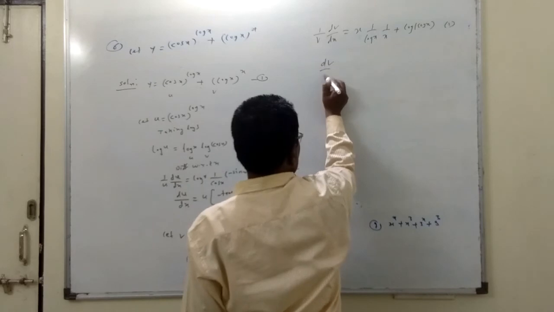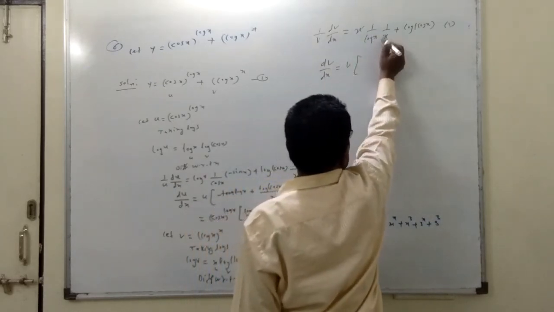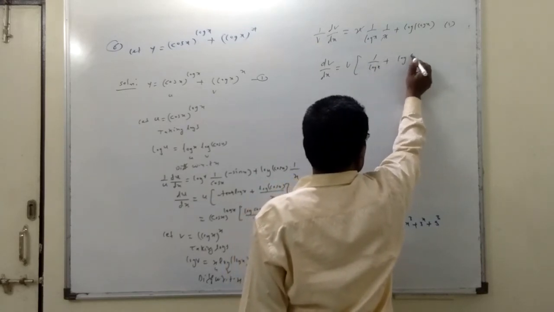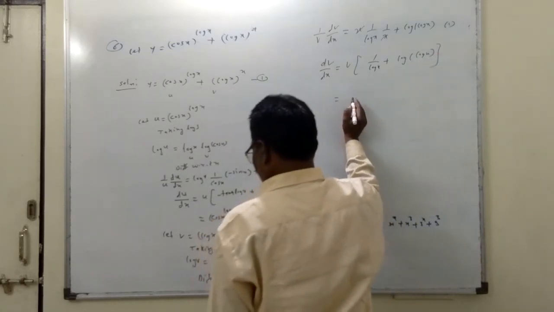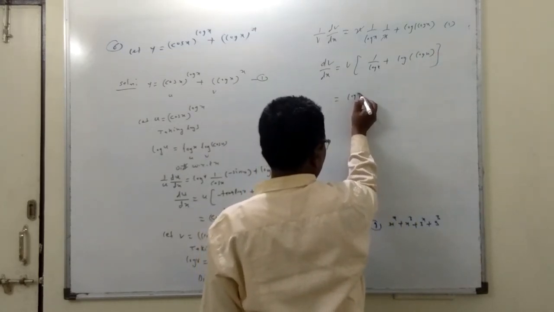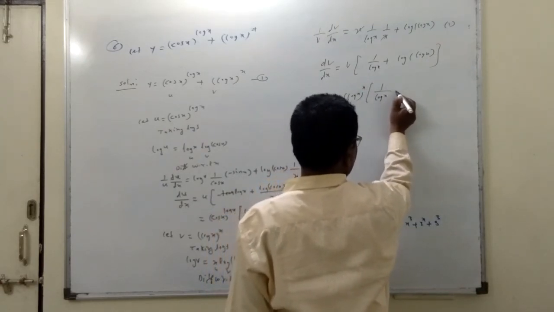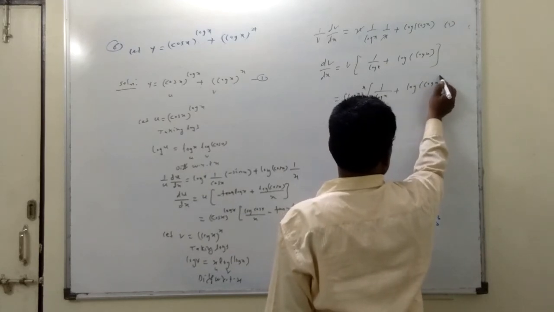So dv by dx is equal to v into the bracket, x gets cancelled, 1 upon log x plus log of log x. Now we introduce the value of v: log x raised to x into the bracket 1 upon log x plus log of log x.